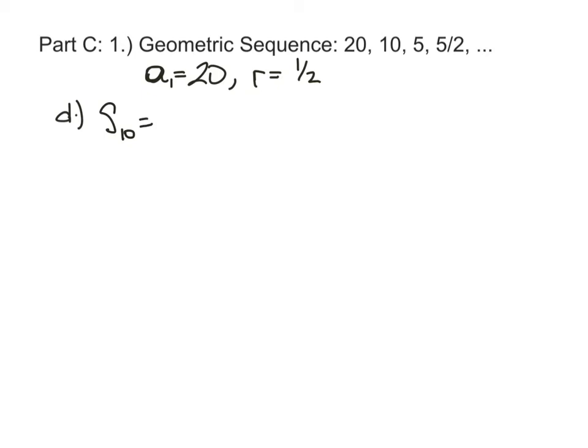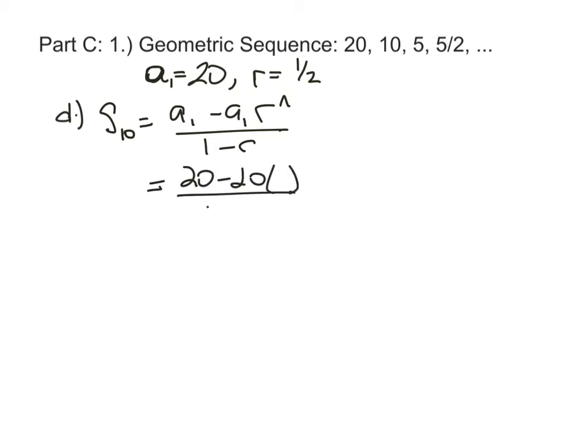In part D, we're asked to find the sum of the first 10 terms. So remember our formula for the sum of a geometric sequence, and that is the first term minus the first term times the common ratio to the nth power, over 1 minus r. So in this case, our first term is 20 minus 20. And in the denominator, we'll have 1 minus. Both of these parentheses are going to be our common ratio, that 1/2. And then the power of the 1/2 is the same as the number of terms that we have, so 10. Now it's just a matter of grabbing the calculator and calculating that out. And we get 39.960.